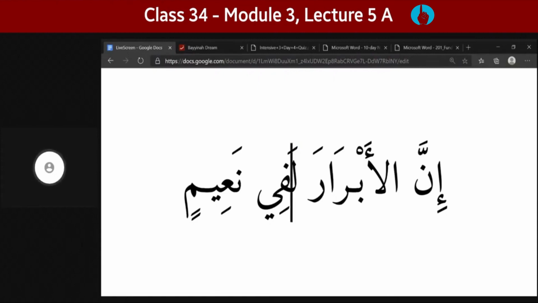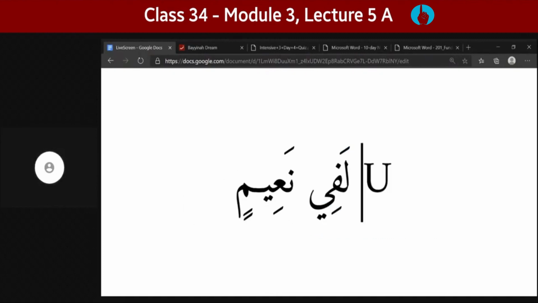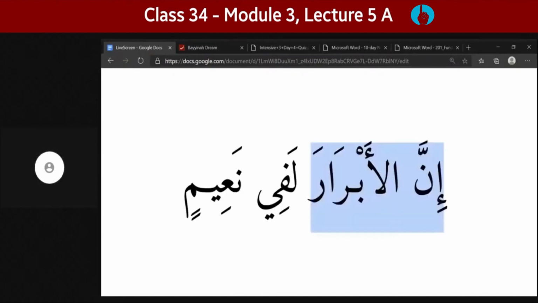How do we find the invisible is? Inna al-abrara. Inna is harf nasab. Al-abrara is mansoob, so al-abrara will be the ism of inna. That's one relationship, so this is together. Inna al-abrara is together. Now, fi is a harf jar and na'im is majroor, so this together is jar majroor.